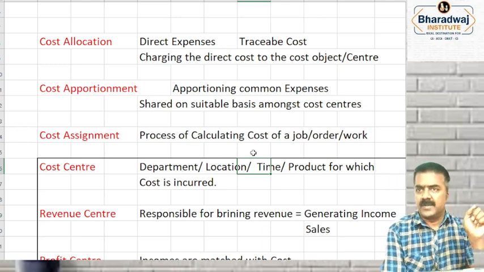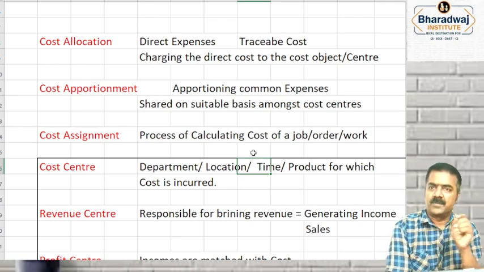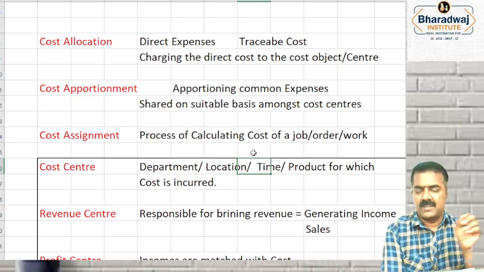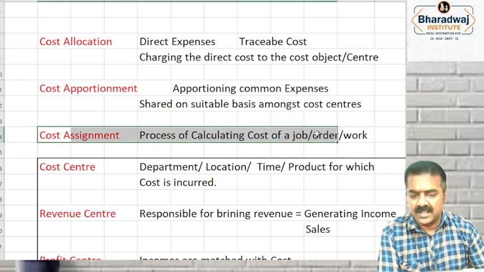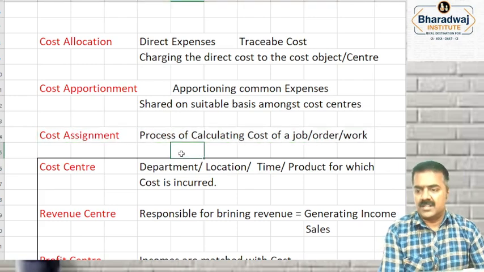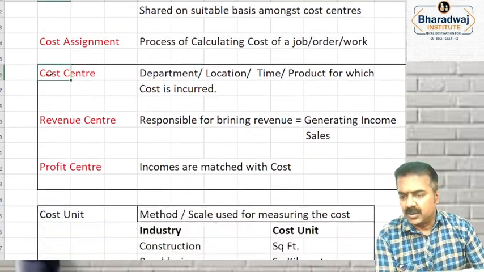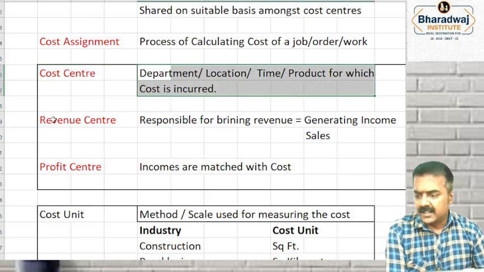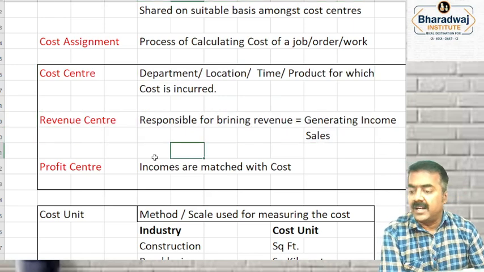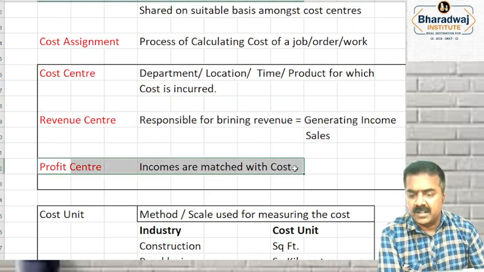Sir, gold will be this much, copper will be this much, stones will be this much, making charges will be this much, wastage will be this much, this will be the GST. So they work out the cost, assign the cost and calculate the cost of a job and give it to you. So cost center is a department or location or time for which cost is incurred. Revenue center is responsible for generating income.